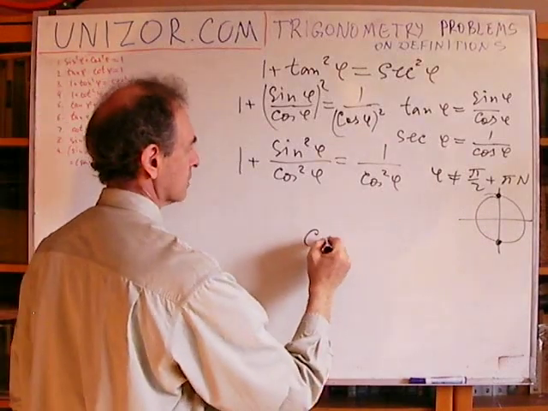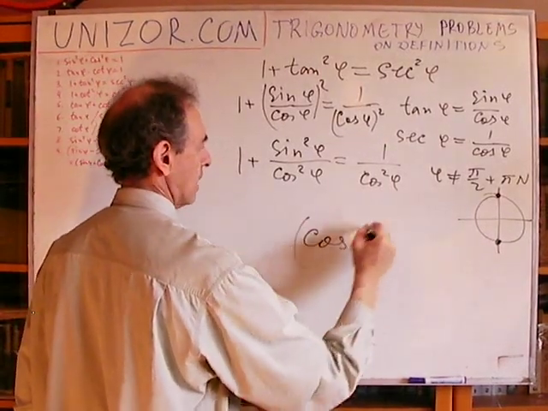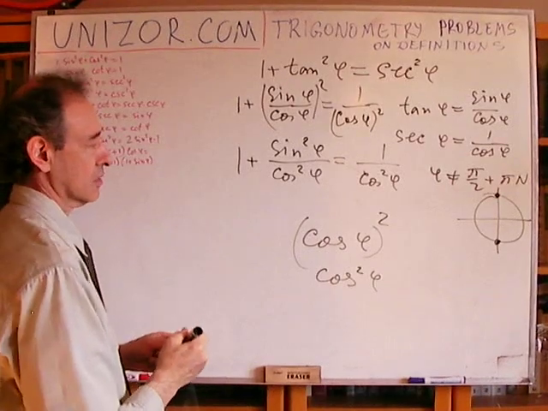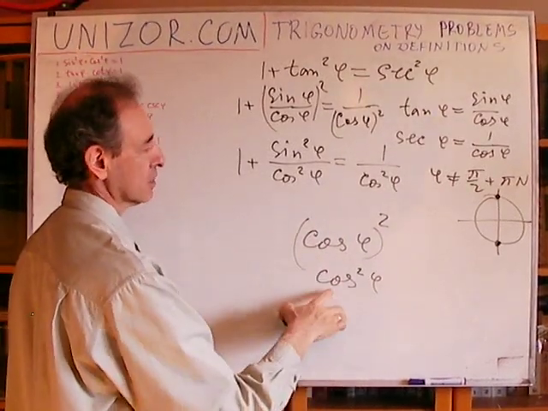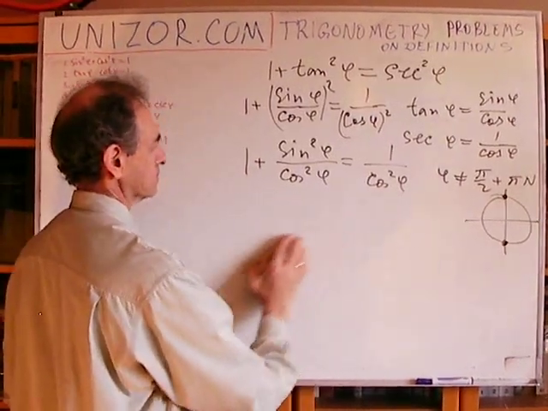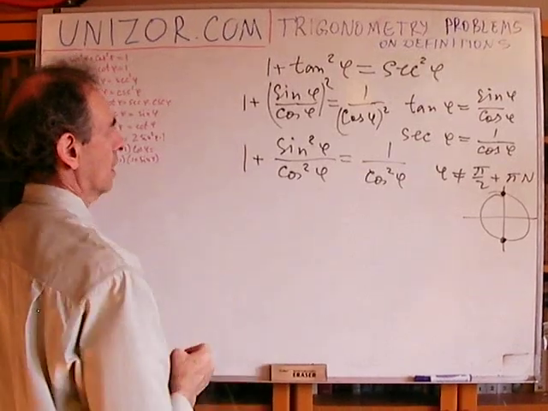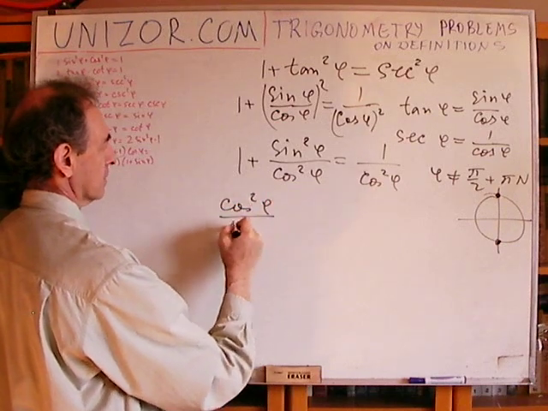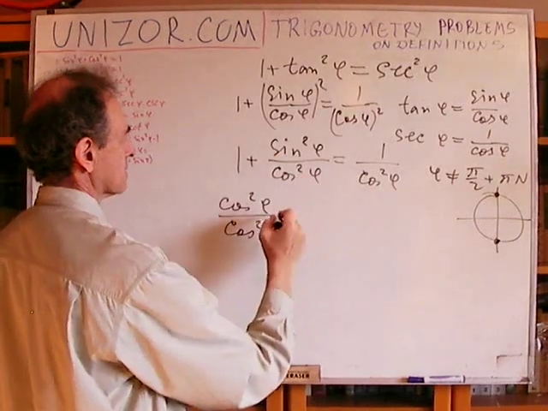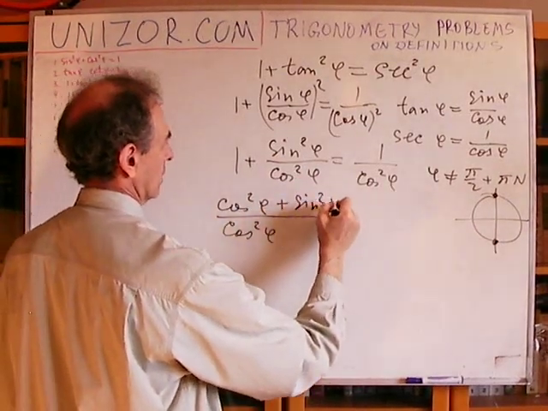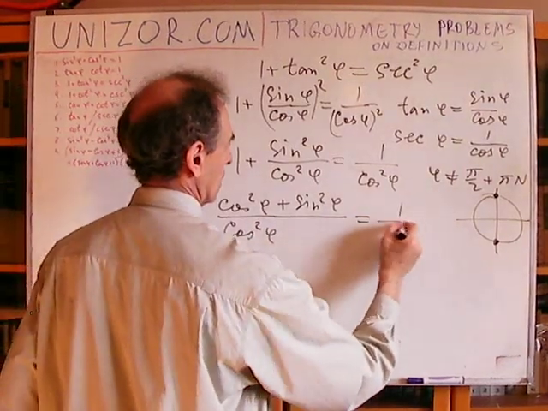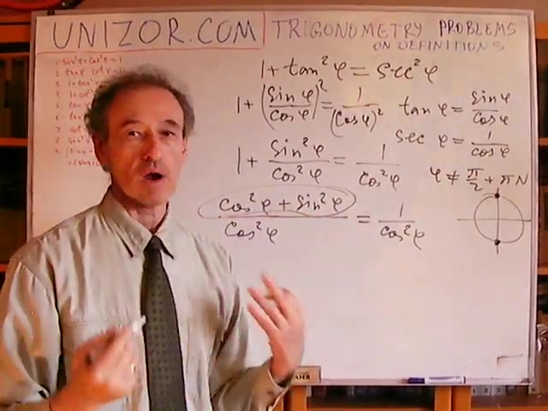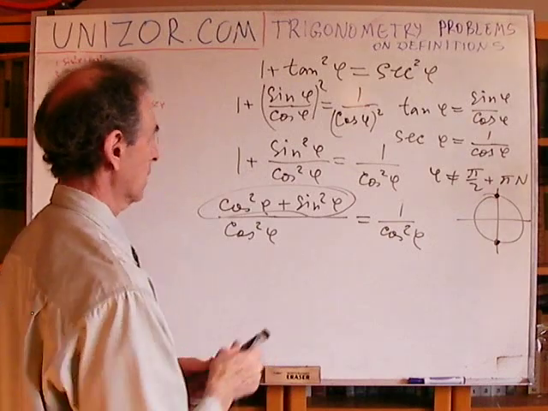Now, you've noticed that instead of writing cosine of phi square, many times we are using cosine square phi. It's just notation. It's exactly the same thing, and it's traditional to use this notation instead of this notation. Now, this we can use the common denominator, which is cosine square phi divided by cosine square phi, plus sine square phi divided by cosine square phi. And this is equal to 1 over cosine square phi. Why? Because this is equal to 1. Cosine square plus sine square is always equal to 1 for any angle phi. So that's why we have this.